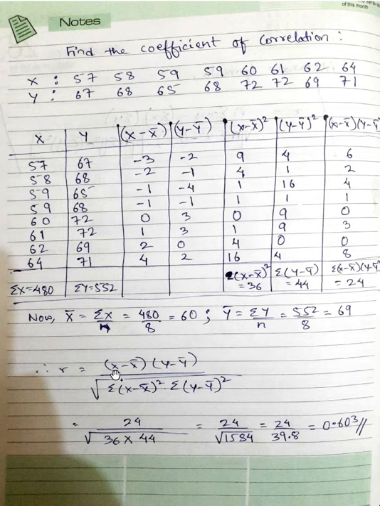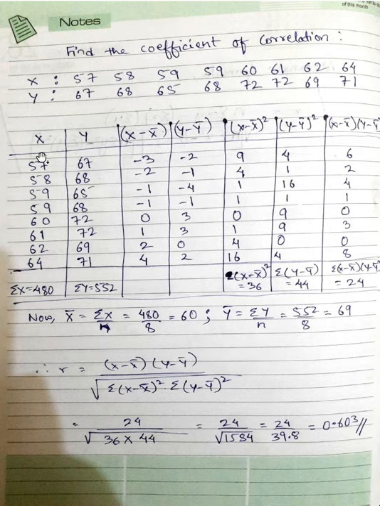So by the formula of correlation that we are going to use, R is equal to summation of x minus x bar into y minus y bar divided by under root summation x minus x bar whole square into summation y minus y bar whole square. So here the first thing that we need is x bar and y bar to find x minus x bar, y minus y bar, x minus x bar square and y minus y bar square.